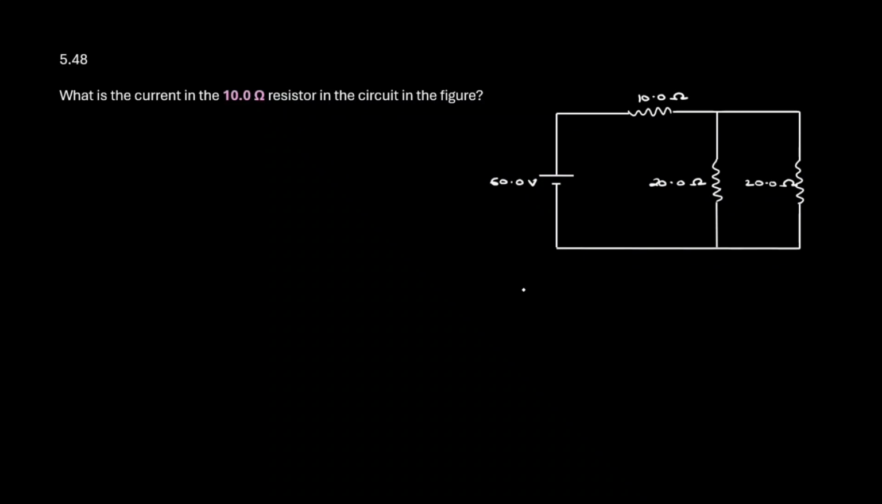Question 5.48. What is the current in the 10 ohm resistor in the circuit in the figure? So here you have a combined series and parallel circuit. I will label the resistors as R1, R2, and R3. And we need to find current through the 10 ohm resistor. That means we need to find current through R1.